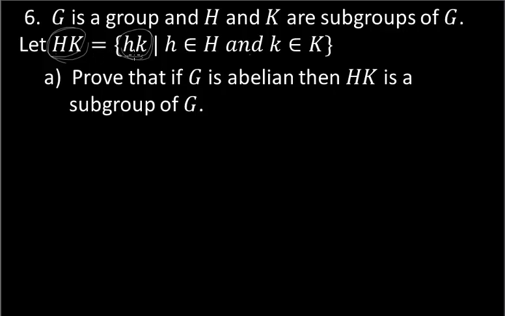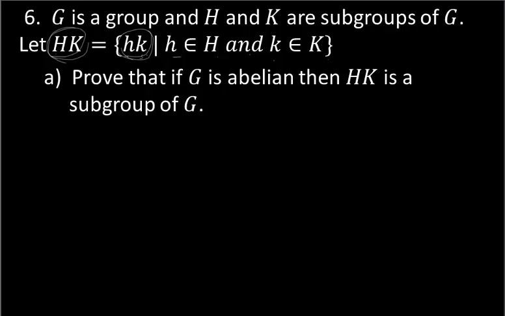The set of all products hk such that h, the first factor, comes from H and k, the second one, comes from K. Now I use the word factor as if this were multiplication, where it's any group operation. We're using multiplicative notation. If the operation was addition, then this would just be h plus k. Okay, so prove that if G is abelian, then this set HK is a subgroup of G.